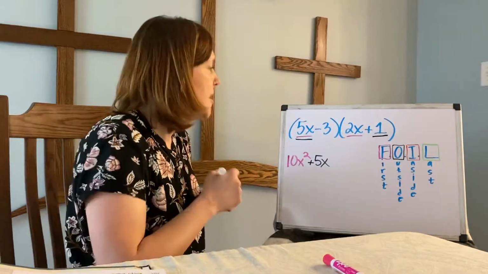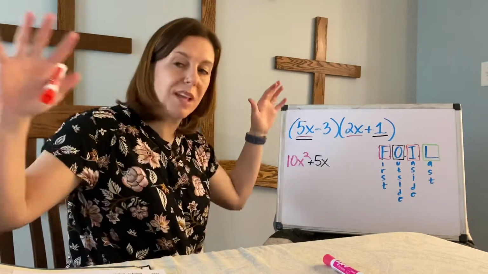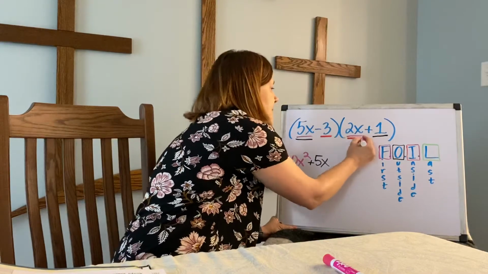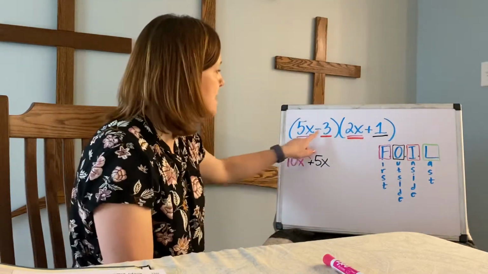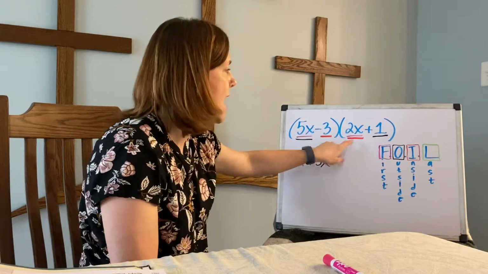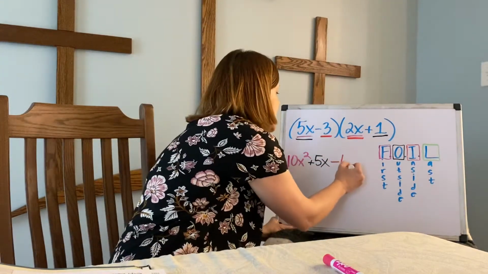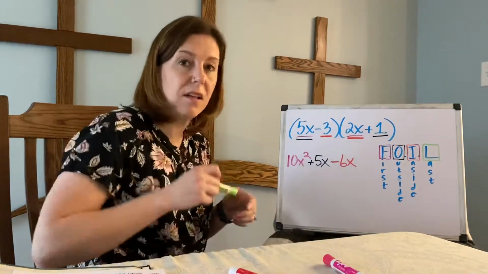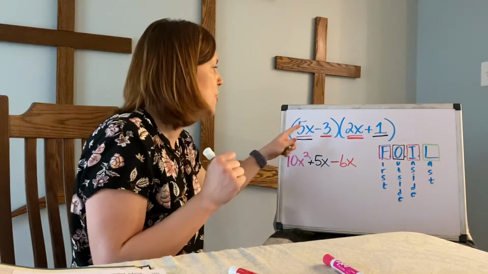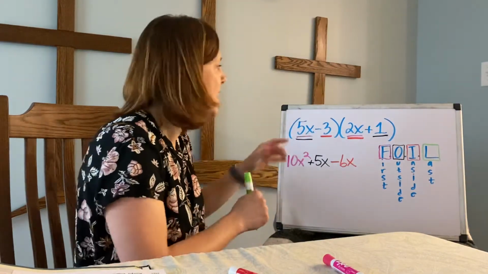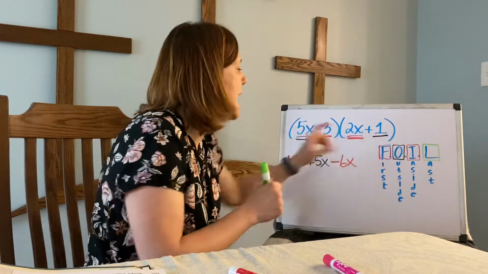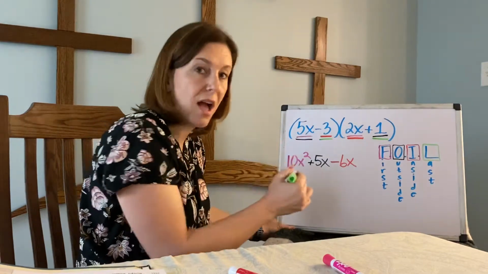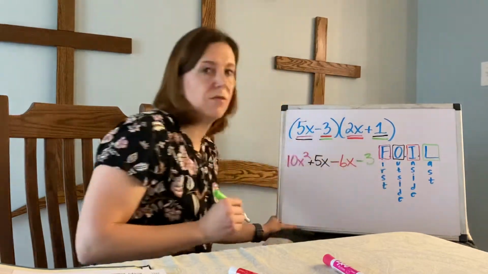Those are my reds. My insides. Again, if my outsides were like my bookends, my insides are what's in between those. So I take this by this. Don't forget to take the sign with it. So in this case, I have -3 times 2x. Gives me -6x for this problem. Okay, my L takes me to my lasts. You'll notice they're the only 2 that haven't been multiplied together yet, but they're the last of this one and the last of that one would be in the green. -3 times 1 gives me -3.